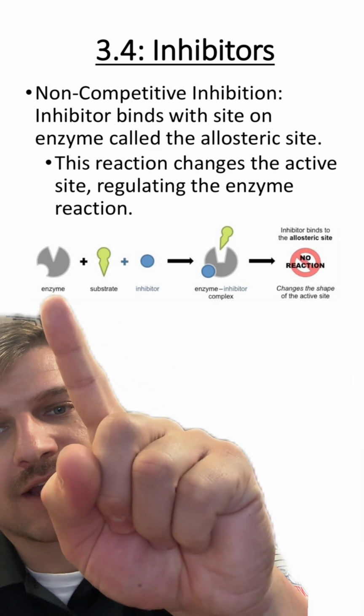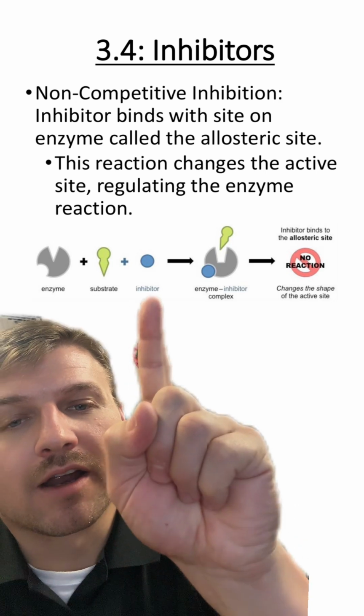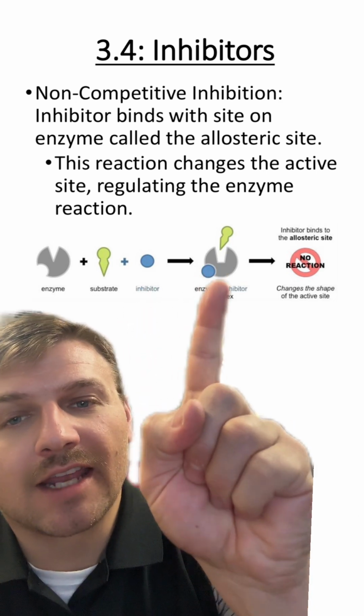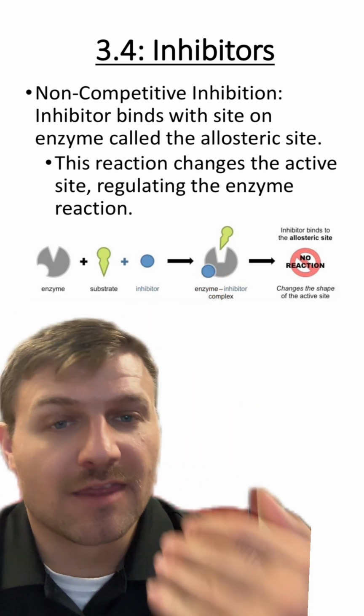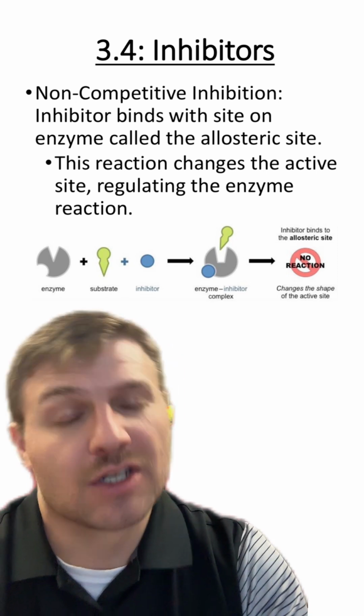You can see here we have our enzyme, our substrate, and inhibitor. Our inhibitor is going to bind to that allosteric site and change the enzyme's active site, thus changing the enzymatic reaction. Usually it stops it.